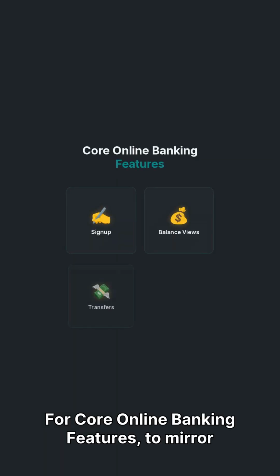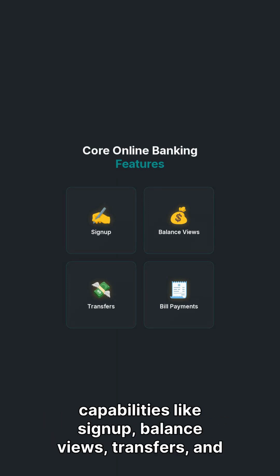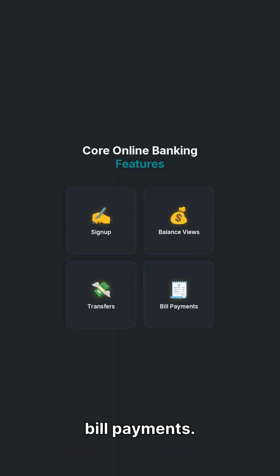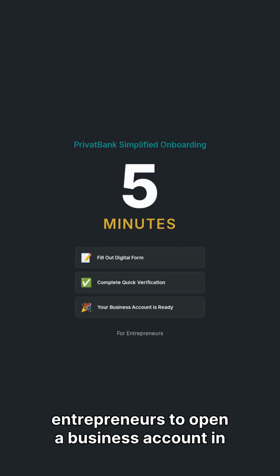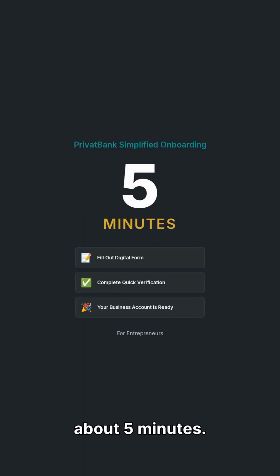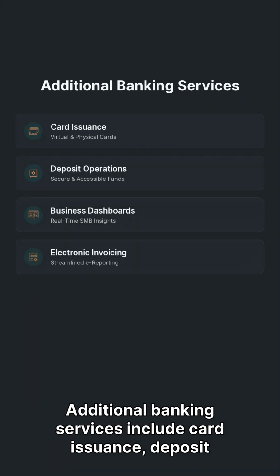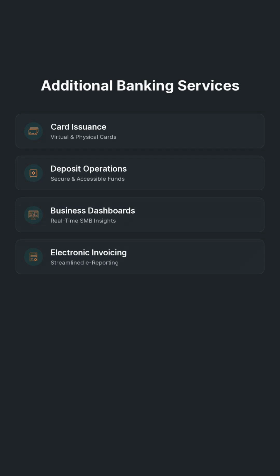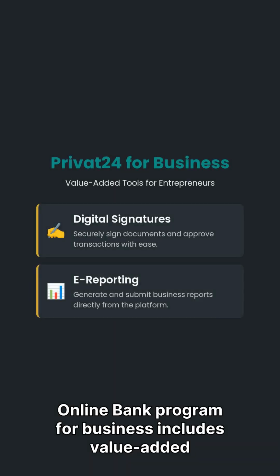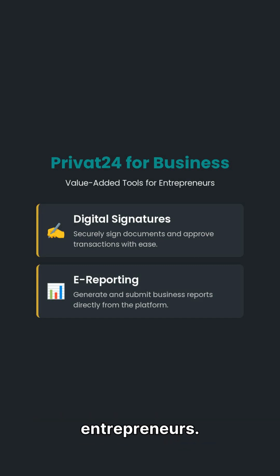Core online banking features. To mirror Online Bank's experience, you'll want user account capabilities like sign-up, balance views, transfers, and bill payments. Online Bank's simplified online account opening allows entrepreneurs to open a business account in about 5 minutes. Additional banking services include card issuance, deposit operations, business dashboards, and electronic invoicing. Online Bank Program for Business includes value-added tools like digital signatures and e-reporting for entrepreneurs.